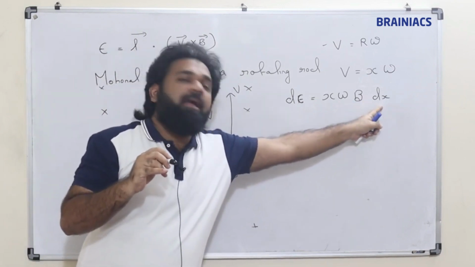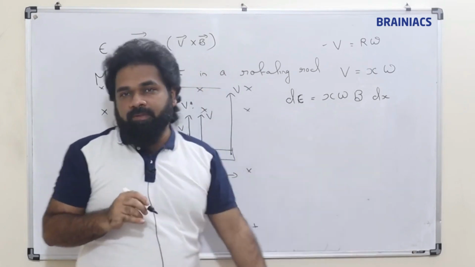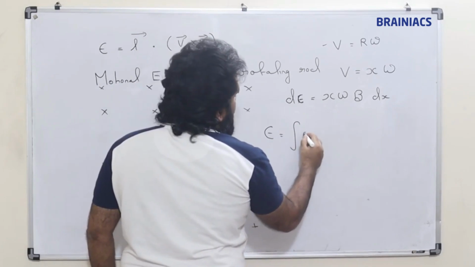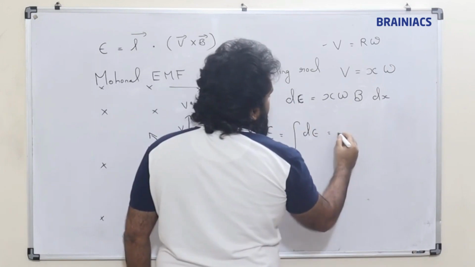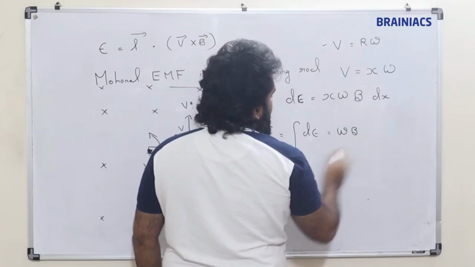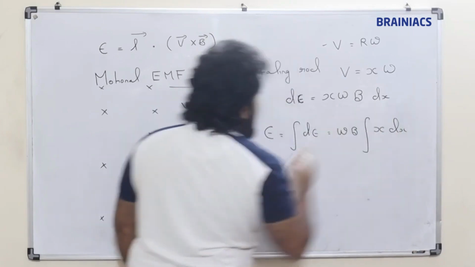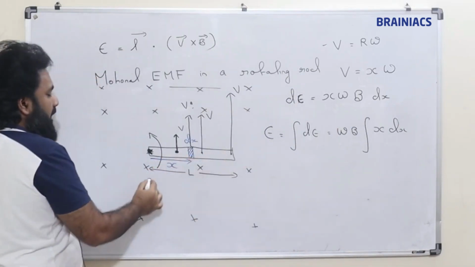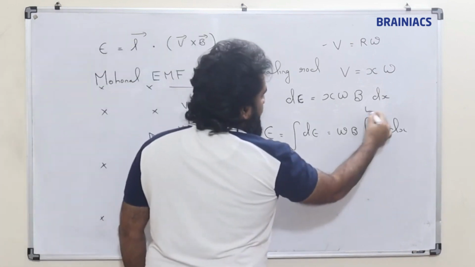BVBL. Instead of L, I am taking dx. This is the magnetic field B. Instead of velocity, I am taking x omega. Now the total EMF is going to be the sum of all these small EMFs, and here it is going to be omega B. These two will be constants, right? Integral of x dx. I will have to take each point like this, from 0 to L. So putting the limit 0 to L.